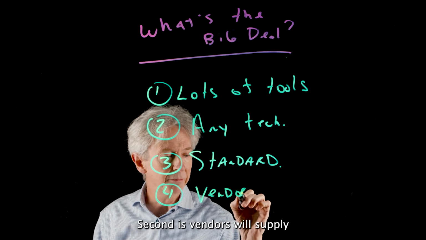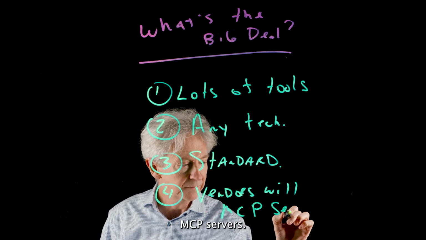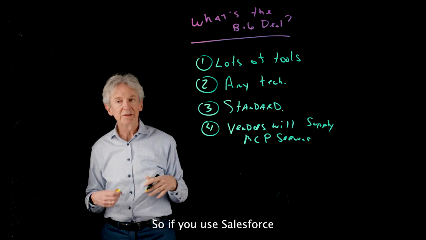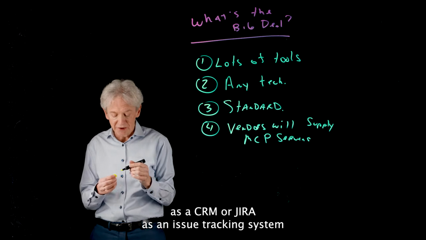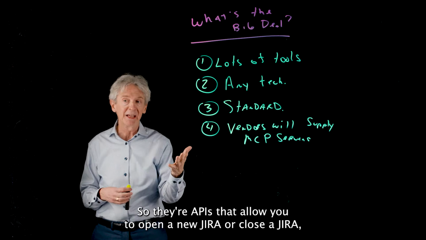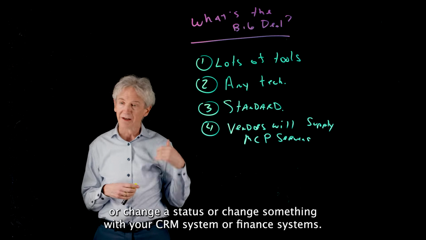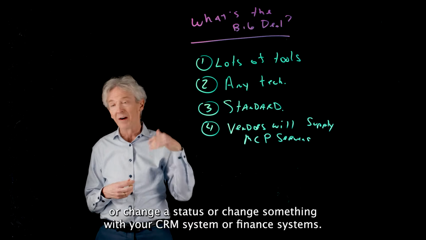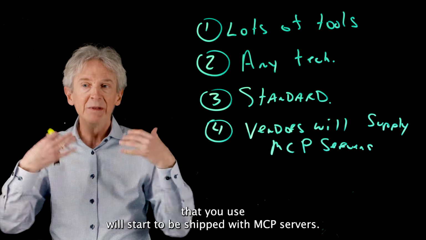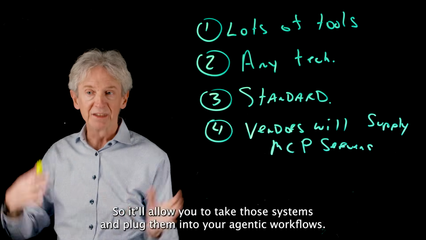Second is vendors will supply MCP servers. So if you use Salesforce as a CRM or Jira as an issue tracking system or what have you, these are shipping with MCP servers. So they're APIs that allow you to open a new Jira or close a Jira or change a status or change something with your CRM system or finance systems. You know, your vendor supplied system that you use will start to be shipped with MCP servers. So it'll allow you to take those systems and plug them into your agentic workflows.